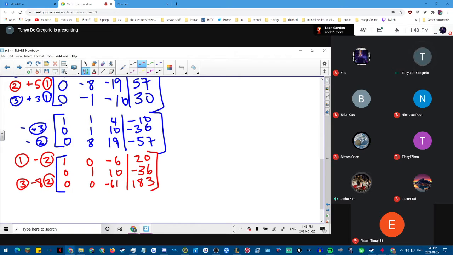By the way, for the second row, shouldn't that be minus 30 instead of minus 36? Yeah, I can't read my own writing. Yes, it is. Thank you. There we go. Let me fix it here.